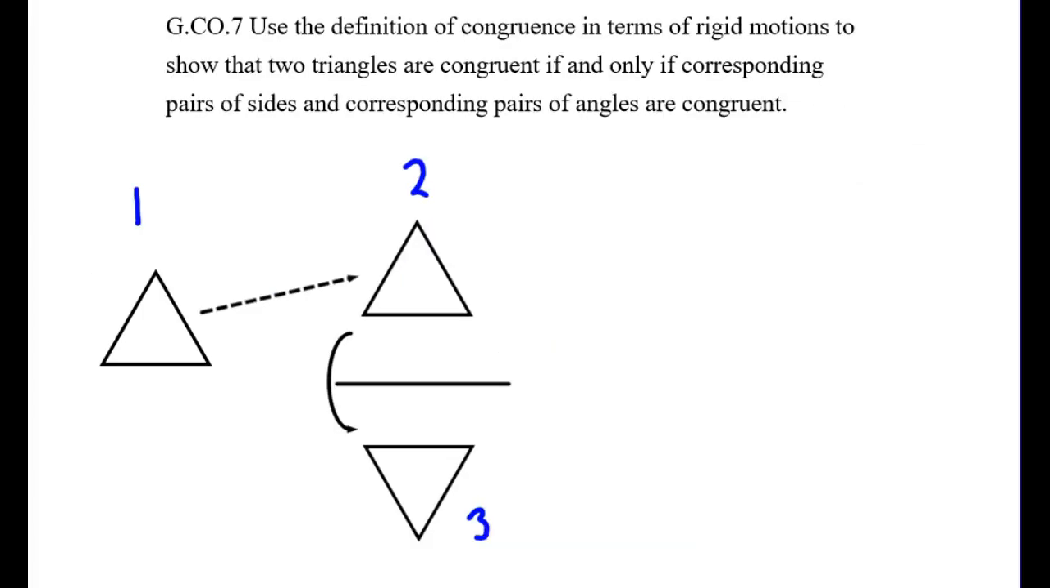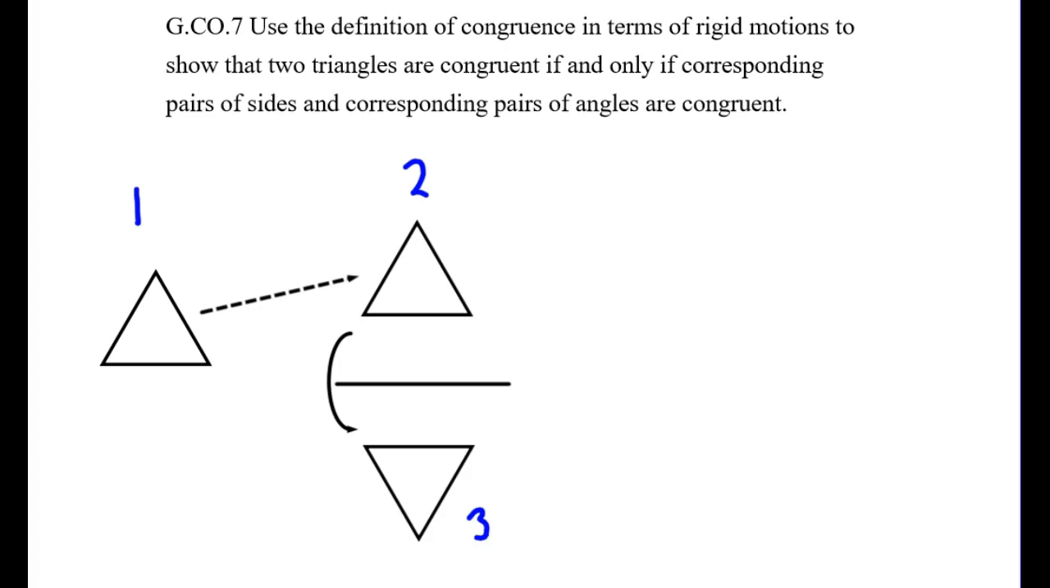To end this lesson, we're going to discuss those two standards we had at the beginning of the lesson. The first one: use the definition of congruence in terms of rigid motions to show that two triangles are congruent if and only if corresponding pairs of sides and corresponding pairs of angles are congruent. So we've been discussing this whole lesson. We know that if two triangles are congruent, all three pairs of corresponding angles are congruent and all three pairs of corresponding side lengths are congruent.